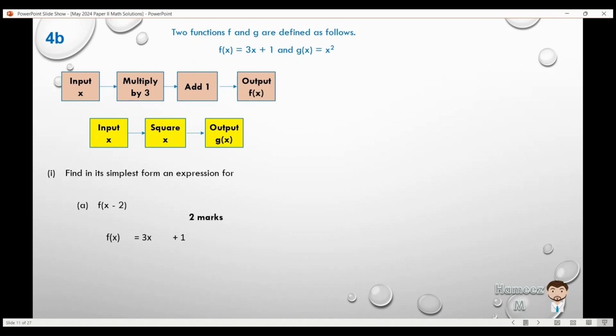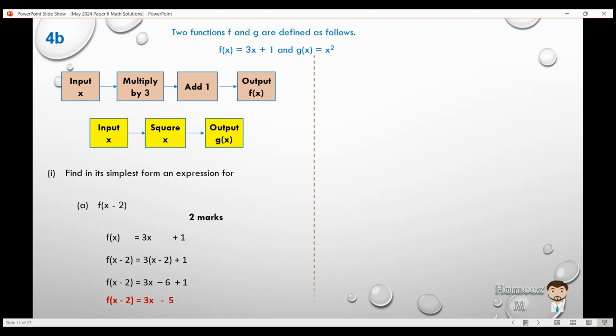So if we're following from the flowchart, it means that if we have f of x minus 2, we're going to say 3 times that, 3 times x minus 2, and then we're adding 1. And now we simply just use some algebra by expanding the brackets. So 3 times x is 3x, 3 times minus 2 is minus 6, plus 1. And we can simplify, so f of x minus 2 is 3x minus 5.